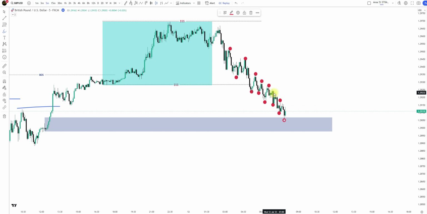Okay, this is not going to be a valid pullback, so be careful with this. All right.